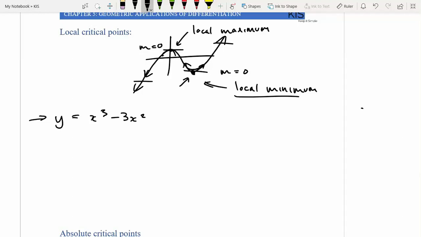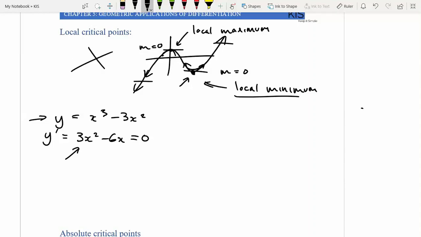Well, if we know these turning points are where the gradient m equals 0, what we can do is differentiate the function. So y dash is equal to 3x squared minus 6x. Now if we let this equal 0, we will get the x coordinates that correspond to where the gradient is equal to 0. And note as well, this function does not correspond to the one up here.